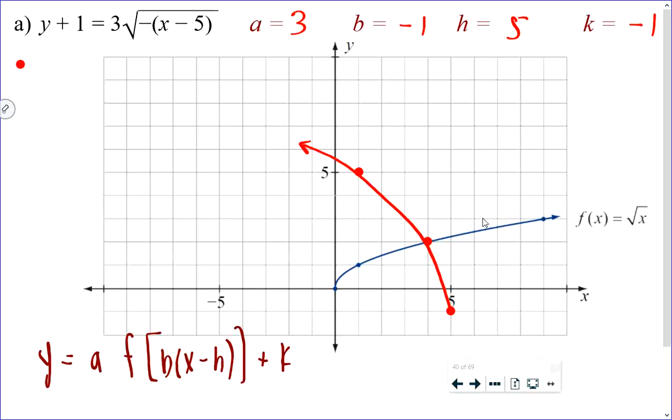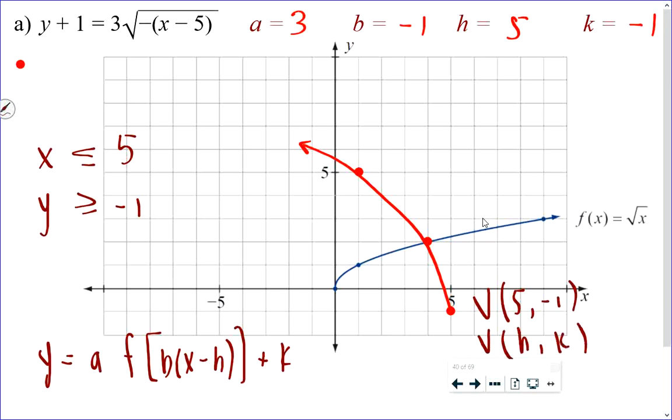What's the domain and range? Well, the domain is x is less than or equal to 5, and the range is y is greater than or equal to -1. The vertex is at (5, -1). This is at (h, k), which will always be the case. This number will always be h, and this number will always be k if we transform root x.